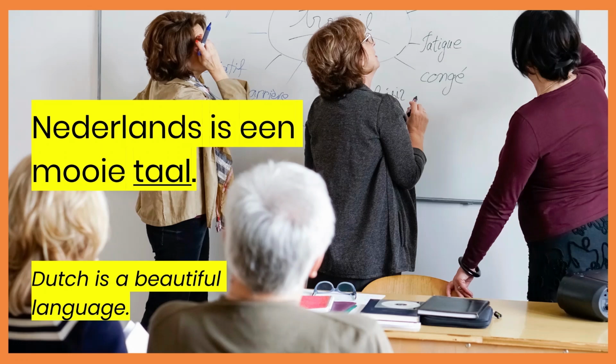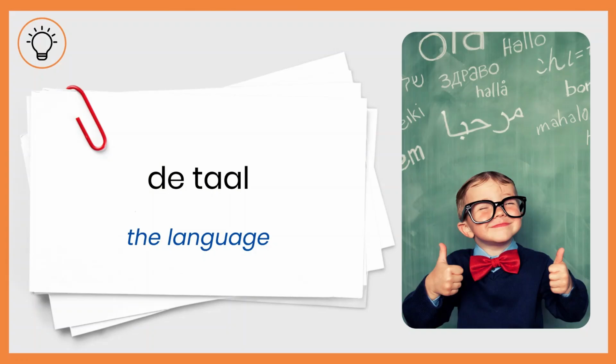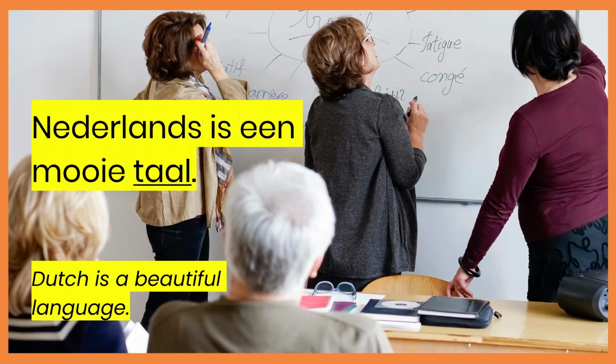Alright, we're going to go back and start with the first word, that is de taal. So the word for the language in Dutch is de taal. De taal. And if we put that into a sentence, we can say, for example, Nederlands is een mooie taal. And that means Dutch is a beautiful language. I will repeat that again. Nederlands is een mooie taal.